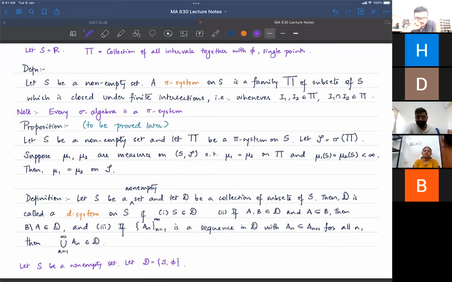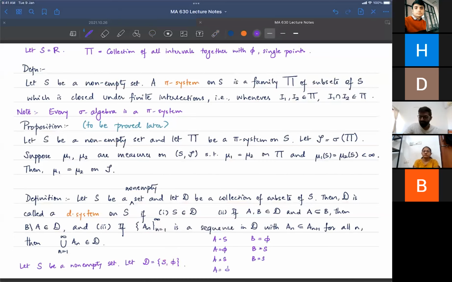Let me do the following. Suppose A is S, B is the empty set; A is the empty set, B is S; A is S, B is S; A is the empty set, B is the empty set. This is simple enough that you can list all the possibilities. So for part 2, what are you saying? Suppose A and B belong to D, and A is a subset of B. In the first case, is A a subset of B? No. S is not a subset of the empty set.